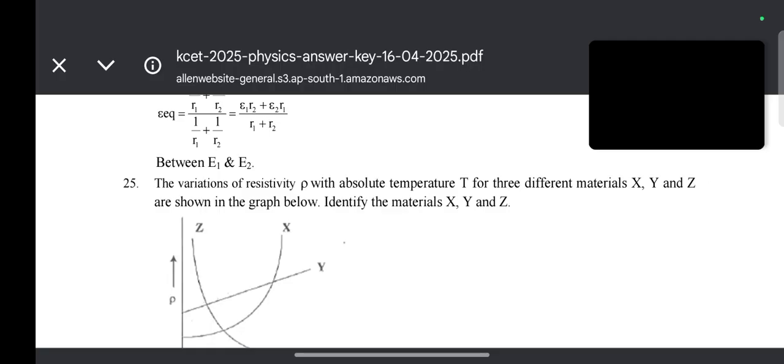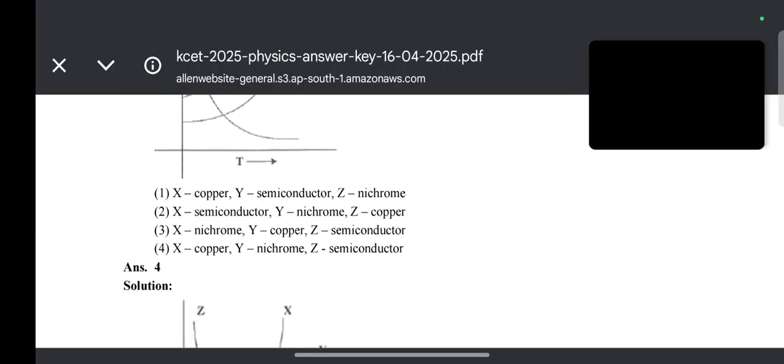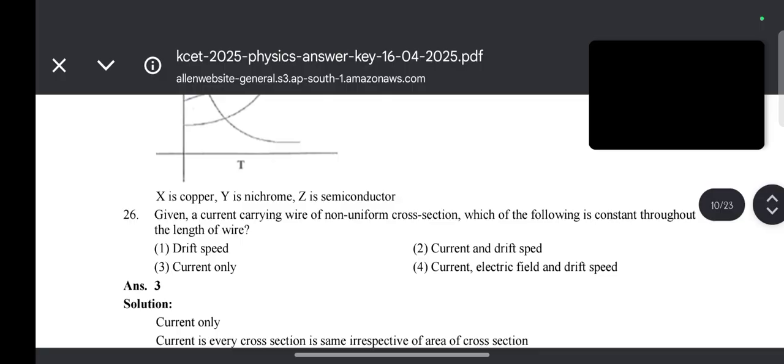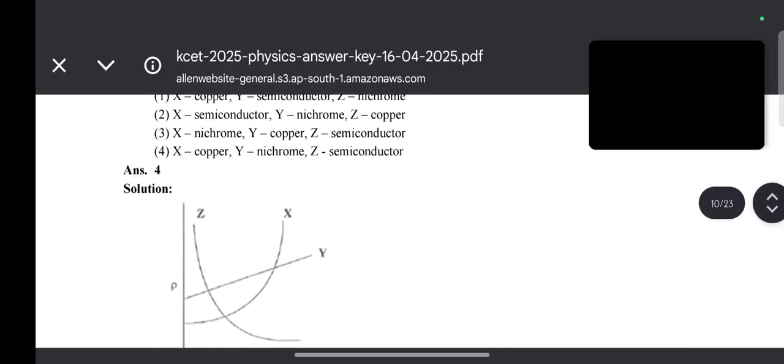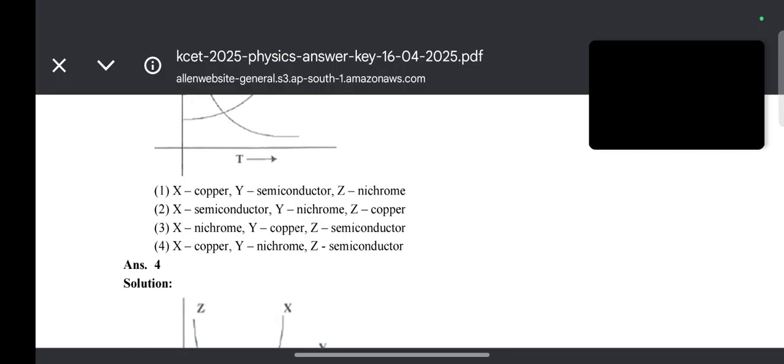25th, the variation of resistivity with the absolute temperature T for three different materials X, Y and Z are shown in the graph below. Identify the materials X, Y and Z. X copper, Y semiconductor, Z nichrome. X semiconductor, Y nichrome, Z copper. X nichrome, Y copper, Z semiconductor. X copper, Y nichrome, Z semiconductor. So X is copper, Y is nichrome and Z is semiconductor. So therefore the correct answer is option 4.